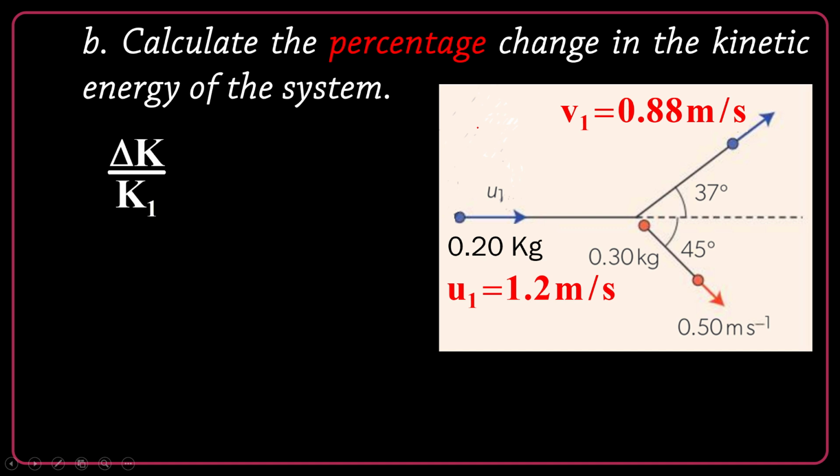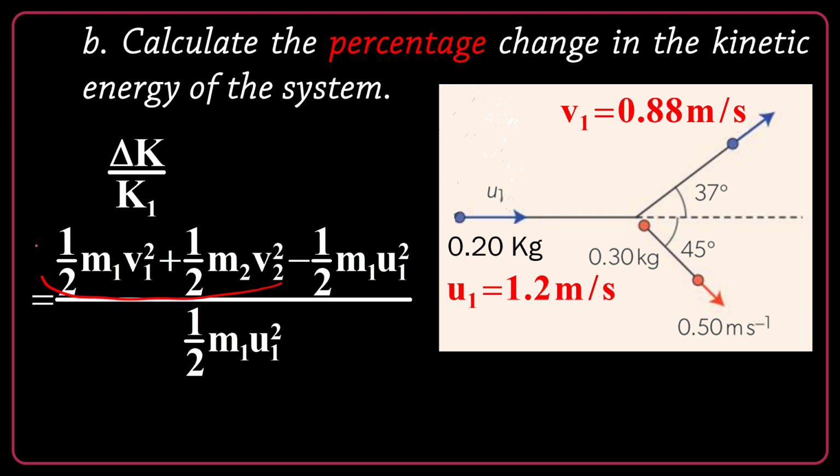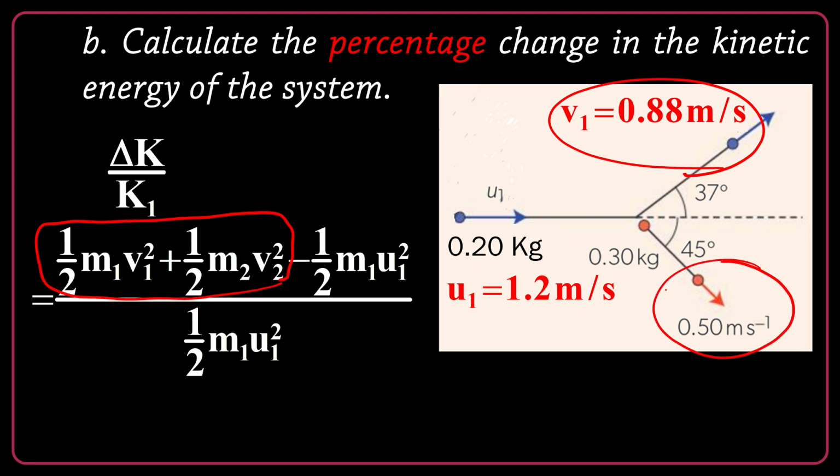Okay, so let's do it. Total change of kinetic energy divided by the initial kinetic energy. Of course, initial kinetic energy is just the kinetic energy of the spark number 1, because spark number 2 has already been at rest before the collision. Okay, here I have the total kinetic energy after the collision, kinetic energy of the first spark, and the kinetic energy of the second spark after the collision, minus the total kinetic energy of the first spark before the collision. This is the delta K.